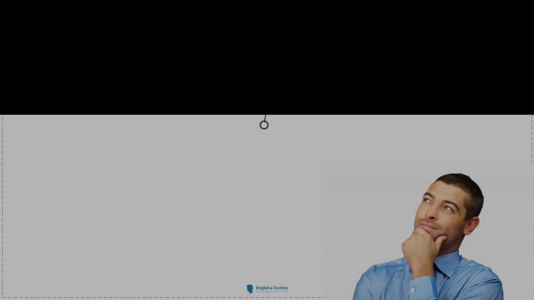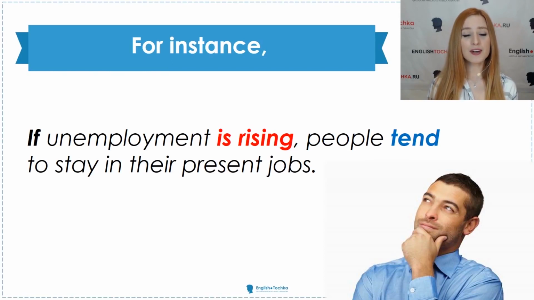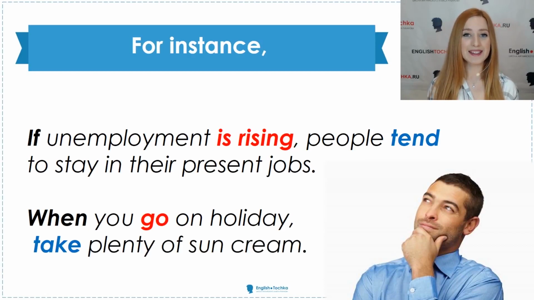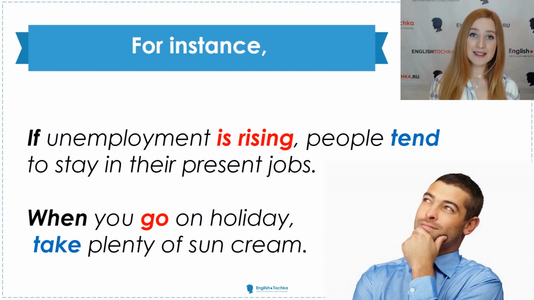Okay. For instance, if unemployment is rising, people tend to stay in their present jobs. So they tend to work where they work, and they don't want to change their job. If unemployment is rising, in the process, present continuous. When you go on holiday, take plenty of sun cream. Unless you take plenty of sun cream, you will get burned.